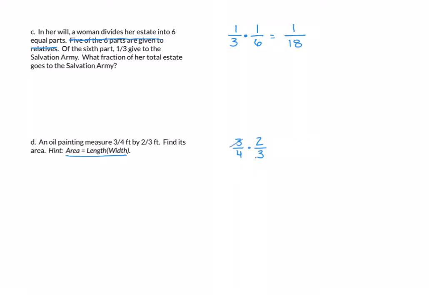We can cancel our 3's. They are both divisible by 3, and we get 1 and 1. 2 and 4 are both divisible by 2. We get 1 and 2. And now if we multiply straight across, we get 1/2. Now we'll get into this in more detail later, but the units for area are always going to be square feet. Because note here we are multiplying feet times feet, and feet times feet is feet squared.